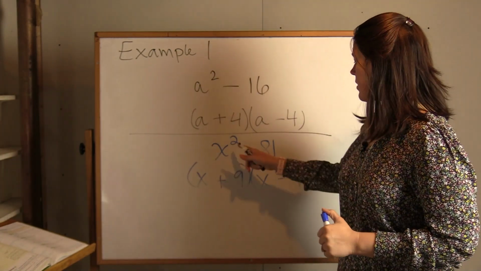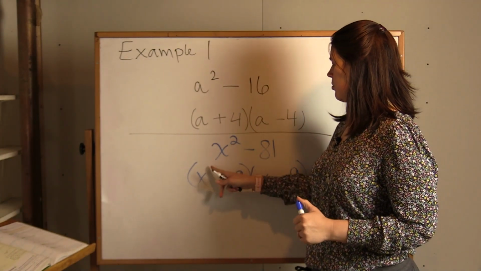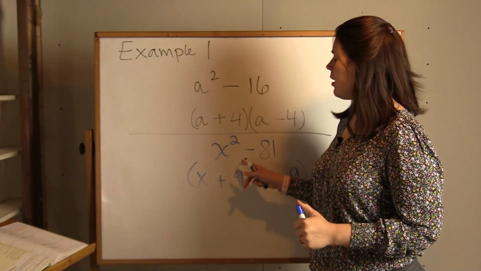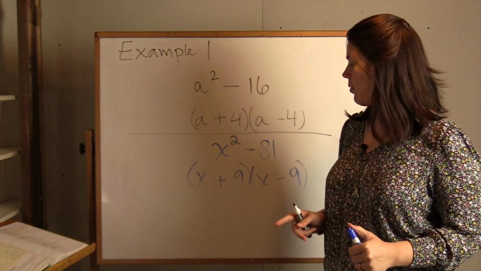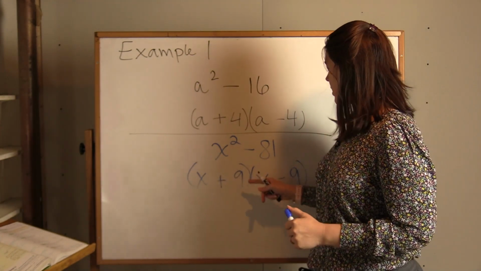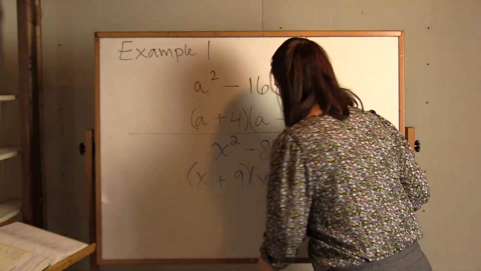Okay, so x squared, 2 divided by 2. So my perfect square is 1 x. And then 81, the square root of 81, I know 9 times 9 makes 81. So I have x plus 9, x minus 9.